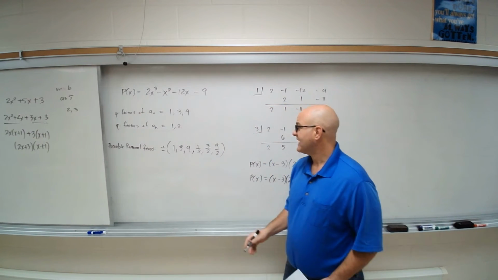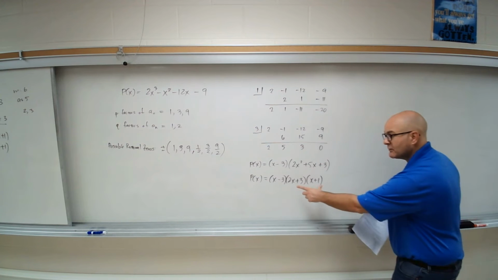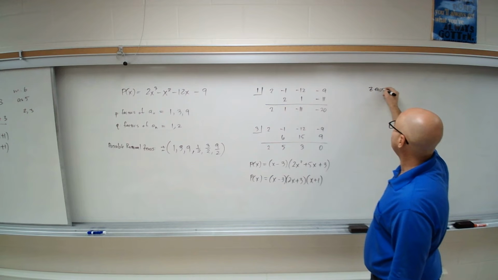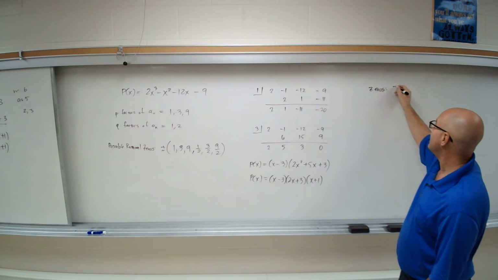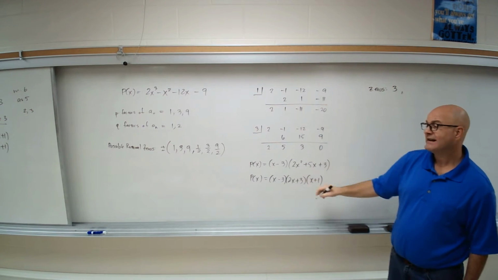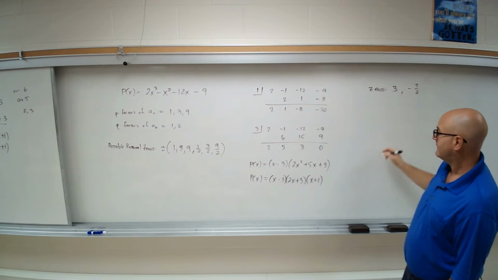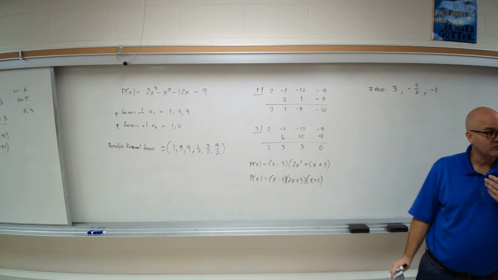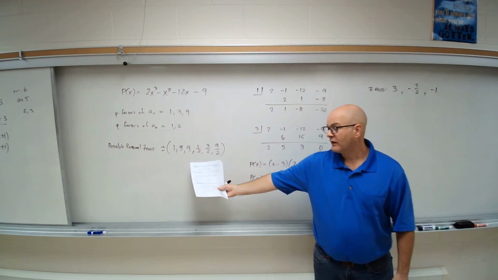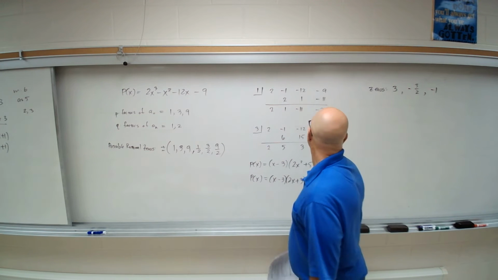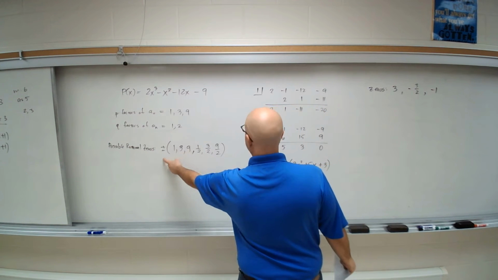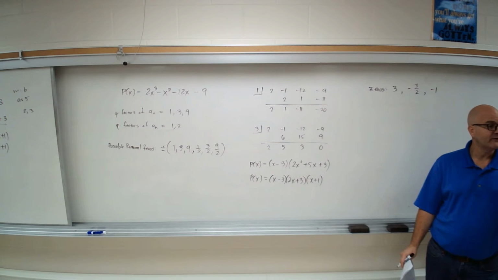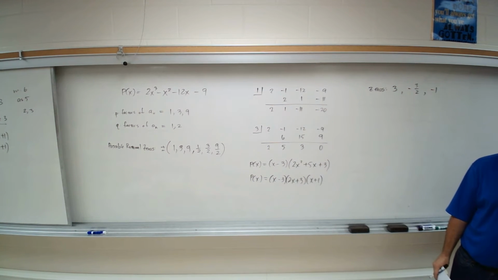So that's the factorization. Now if you notice, the zeros that we get here from this polynomial, we would set each of those factors equal to 0. We would get 3. We would get negative 3 halves. And we would get negative 1, which are all rational numbers, correct? Notice they all are in this list as well: 3, negative 3 halves, and negative 1. So just as we predicted, they're rational zeros. They had to occur in that list.